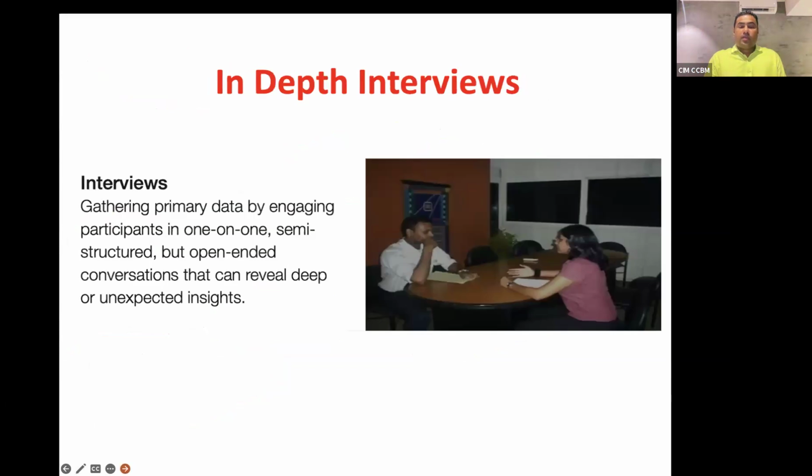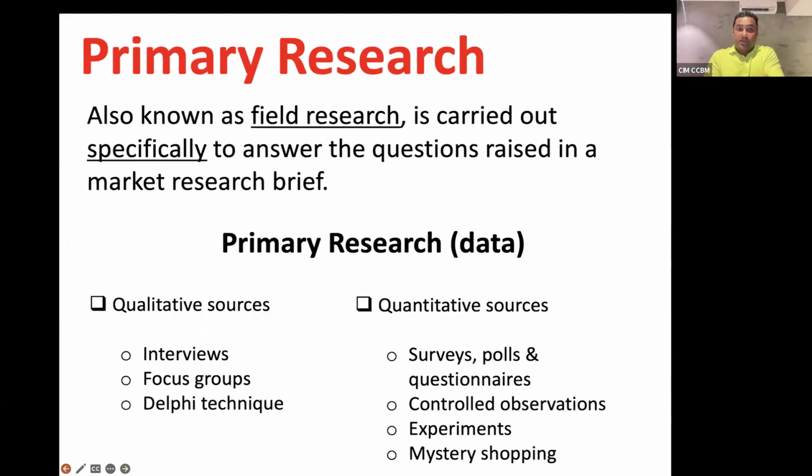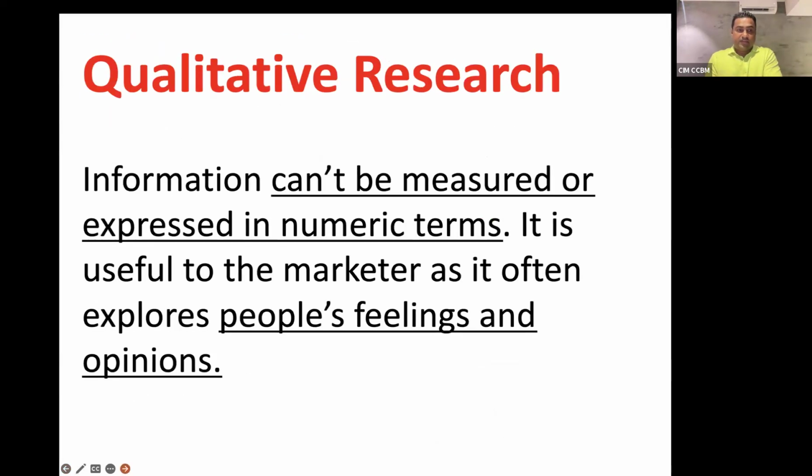So when we talk about qualitative data gathering, qualitative has a few types. Can you see? Interviews, focus groups, and the Delphi technique. That's under qualitative data or qualitative research. So let's go into those three areas first.